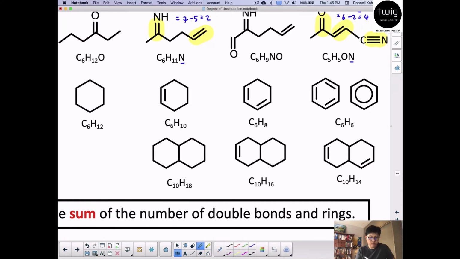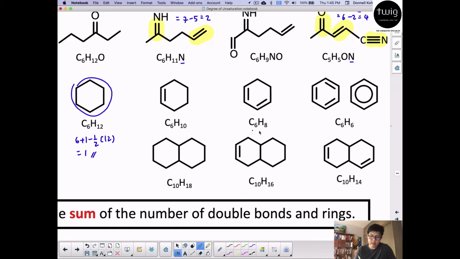If you use the formula, 6 plus 1 minus half of 12, this gives you 1. So you get 1, which means there's 1 ring. Can you see there's a ring here? This is cyclohexene, there's 1 ring. So let's try 1 more or 2 more.